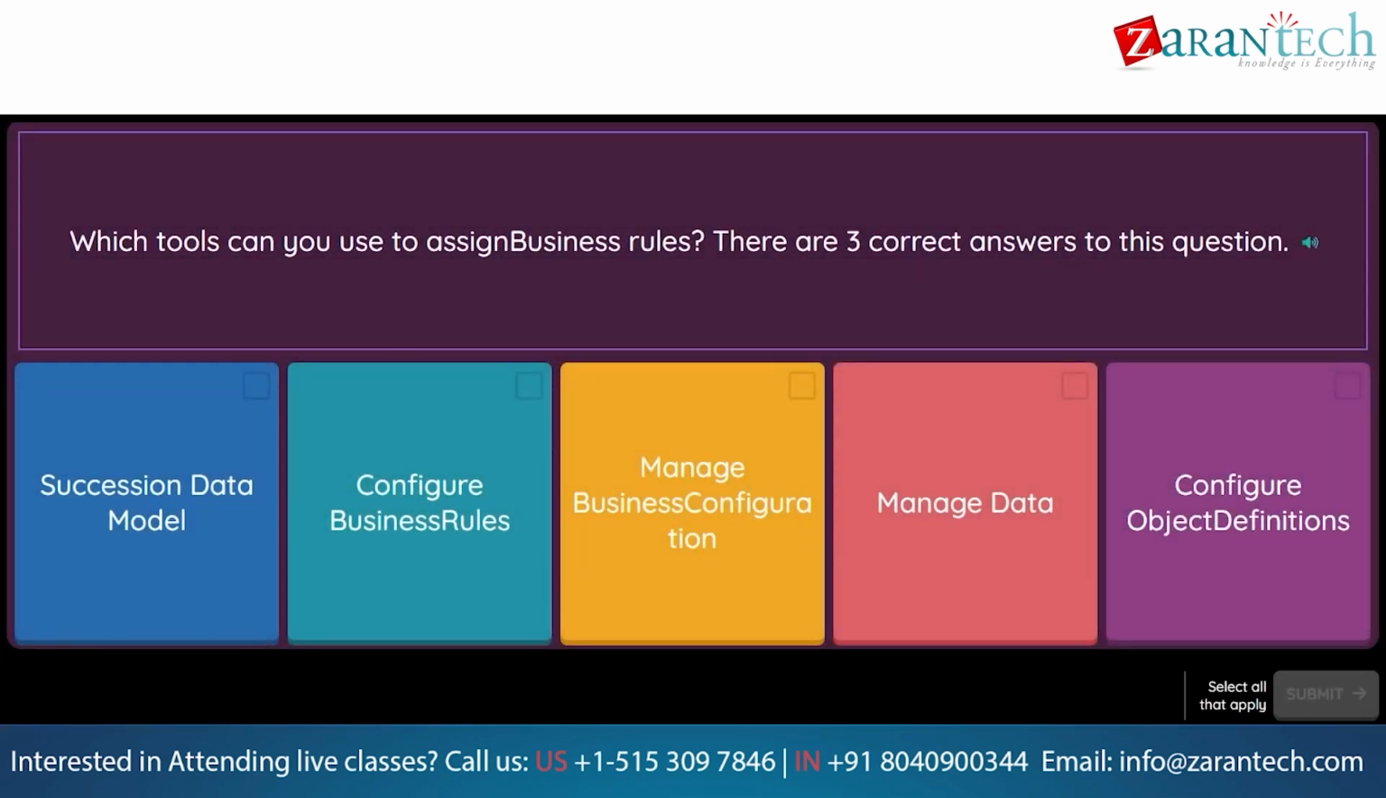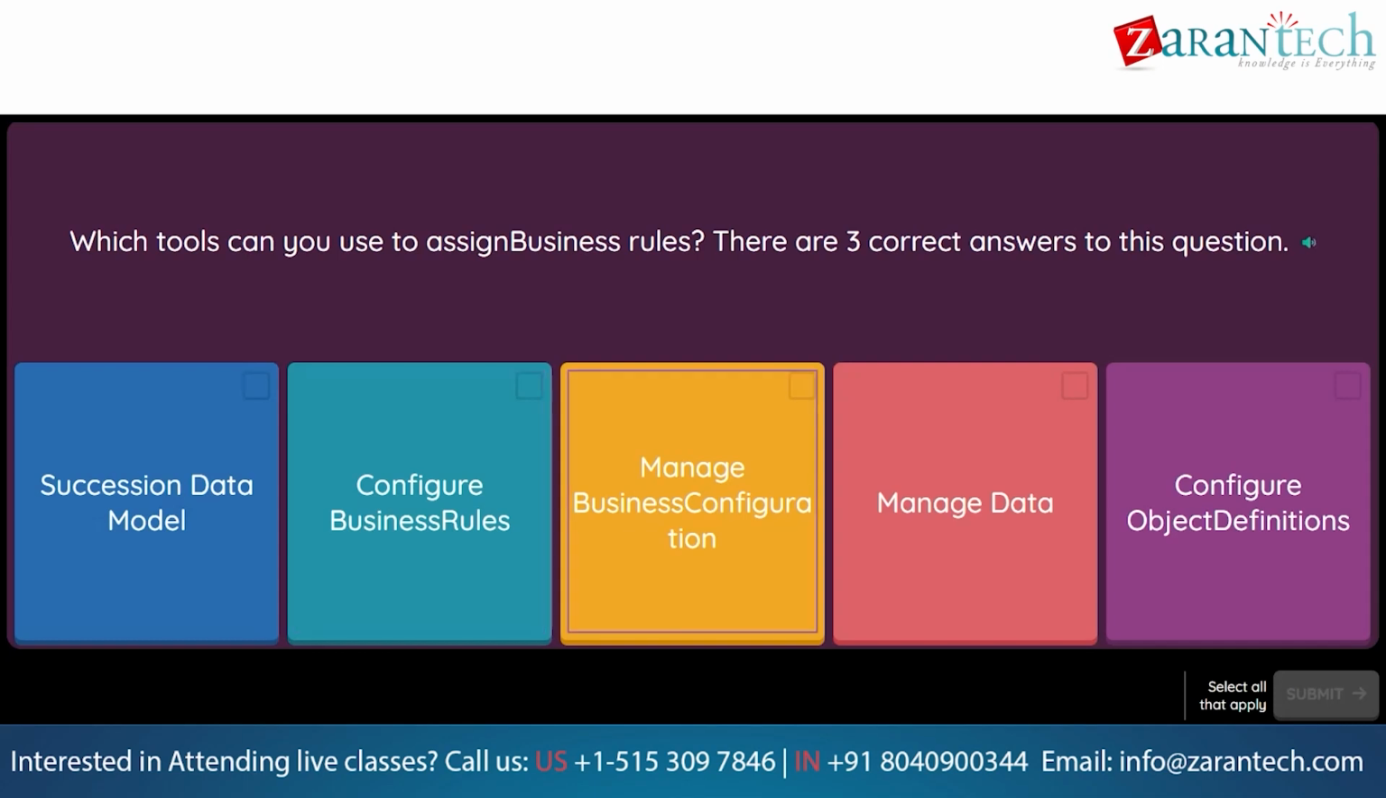Question: which tools can you use to assign business rules? There are three correct answers to this question. Option 1, succession data model. Option 2, configure business rules. Option 3, manage business configuration. Option 4, manage data. Option 5, configure object definitions.